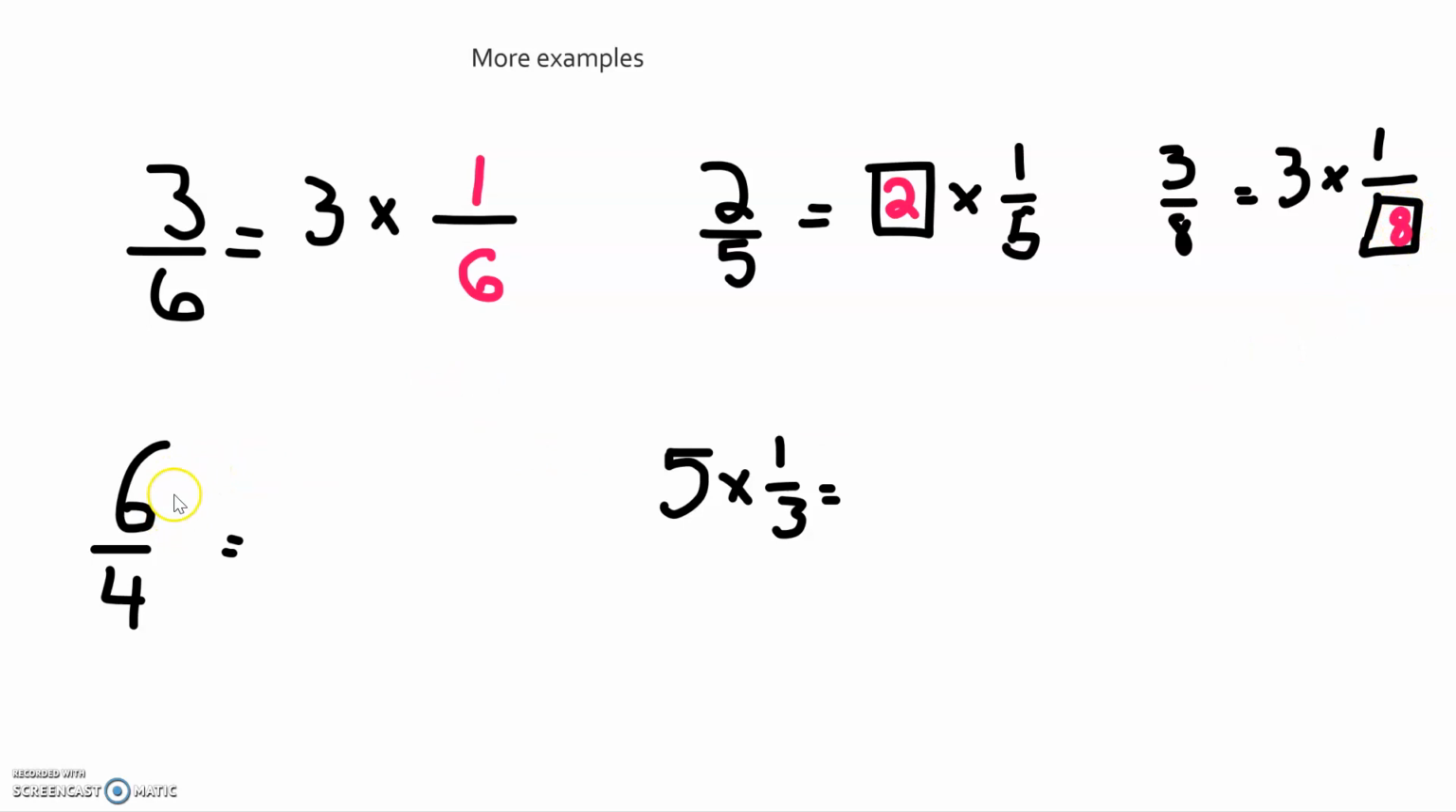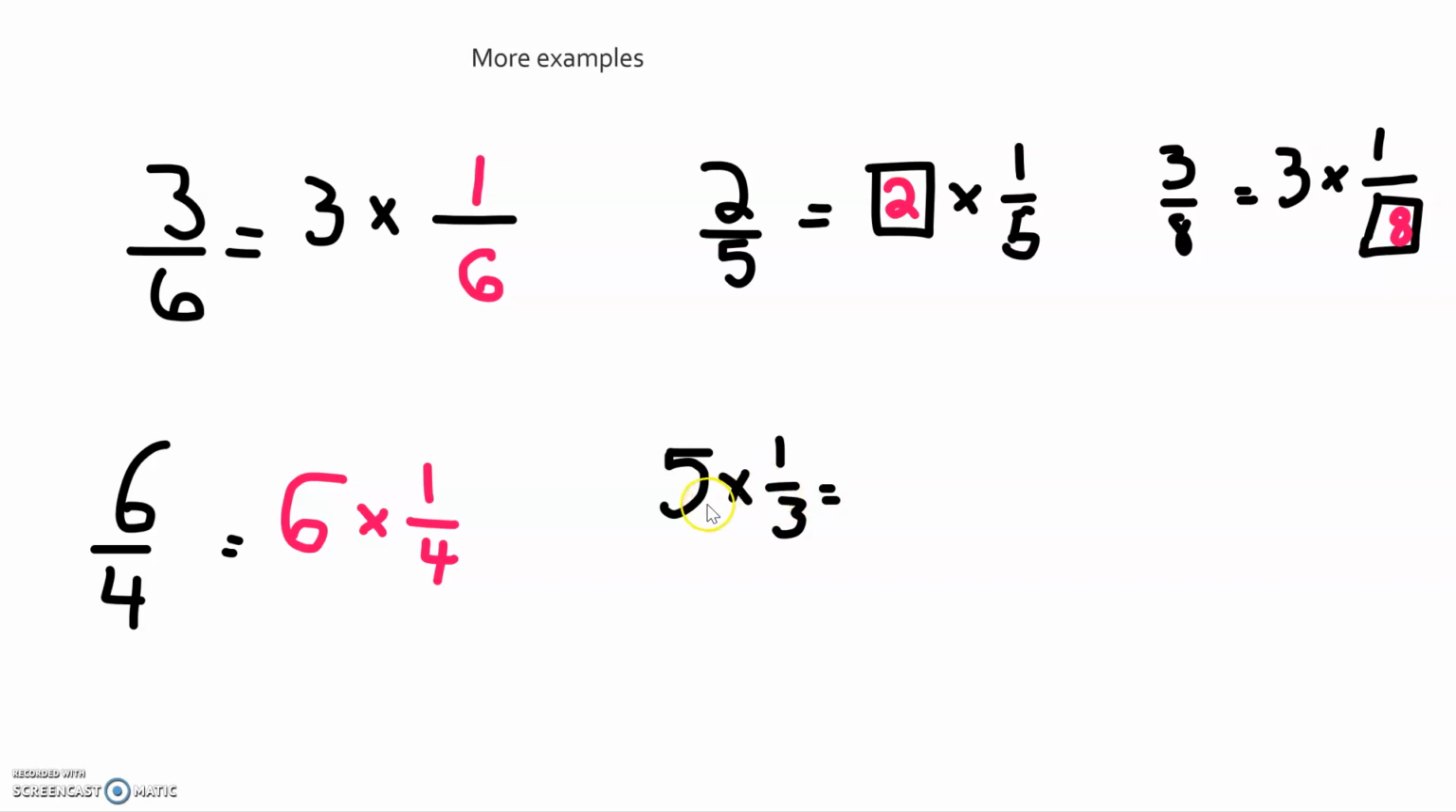So what would this look like? 6/4. So I know my unit fraction would be 1/4. So what would my whole number be? So my whole number times this 1 will equal 6. So my whole number must be 6.